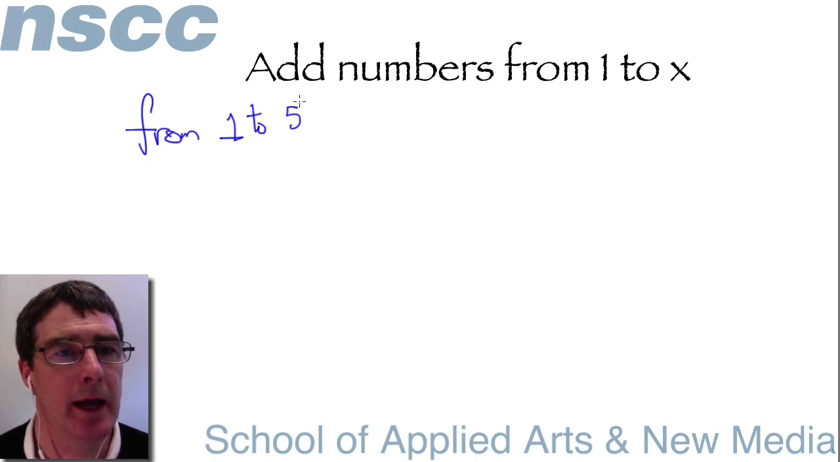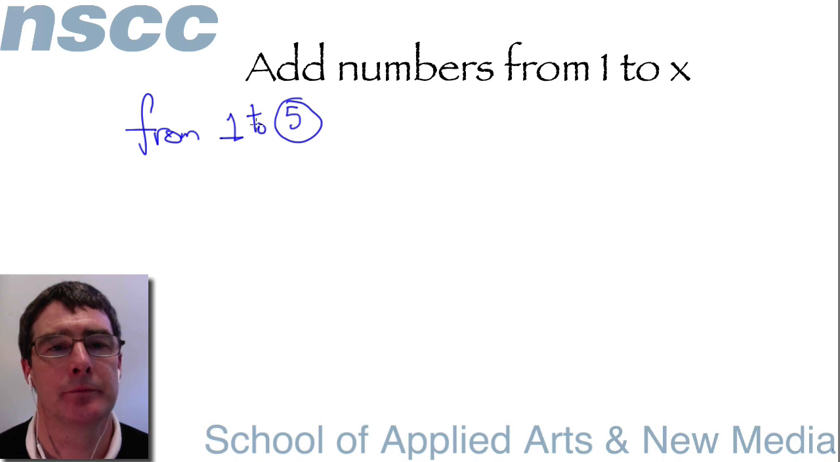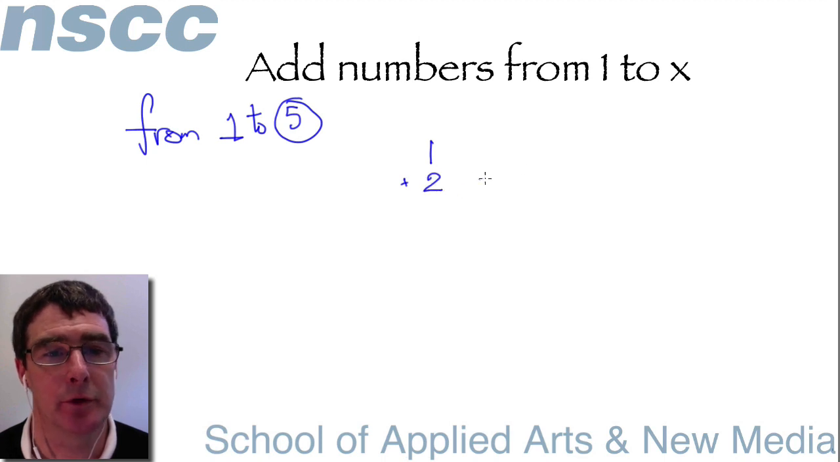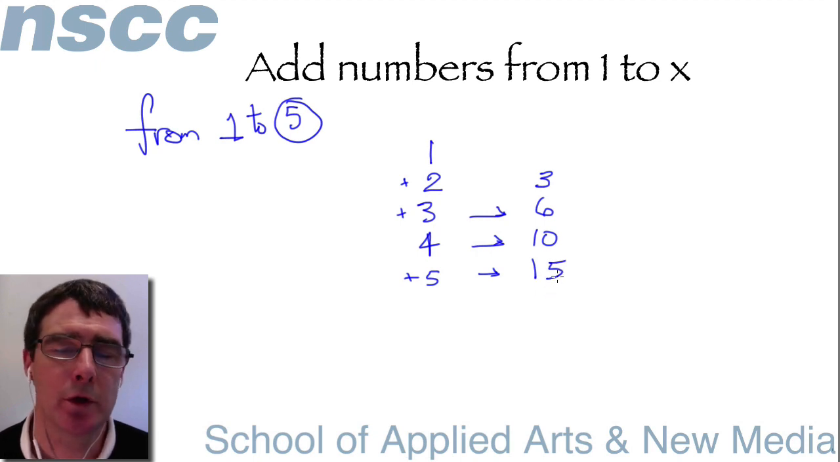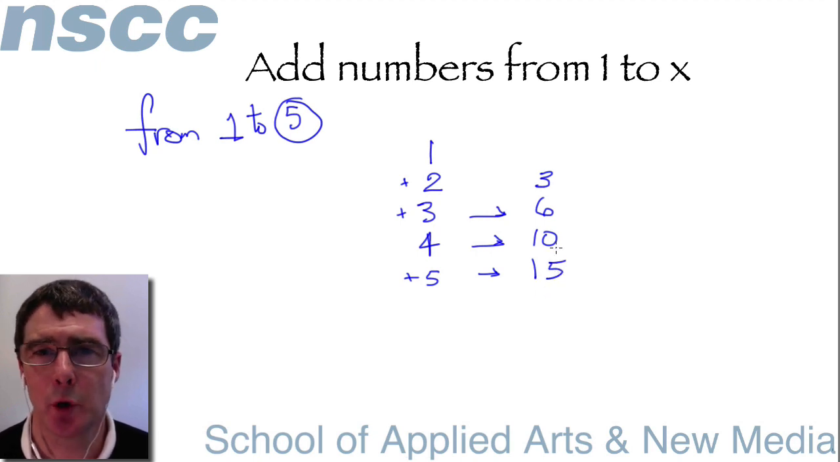So x is 5. Well, if we were doing it by hand, we'd say, okay, we start with 1 and we're going to add the next number, which is 2, and mentally we would keep track of 3 as a result, and we'd say, okay, I've got to add 3, so that's going to give me 6, add 4, it's going to give me 10, and add 5, and it's going to give me 15. So we can do it in our head, but what you've got to do is break it down to how would a computer do it.